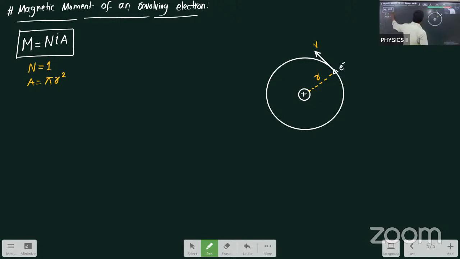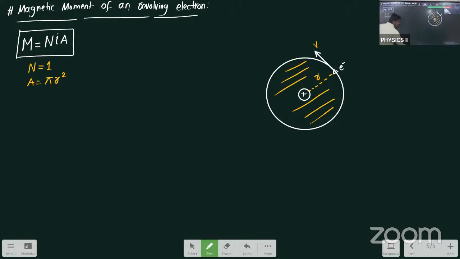Number of turns is one, because only one electron is revolving around the nucleus. The electron is revolving in a circular manner, so this is the entire loop, and the area of the loop is nothing but pi r squared. Now I am supposed to determine the value of current. Let us determine the value of current.